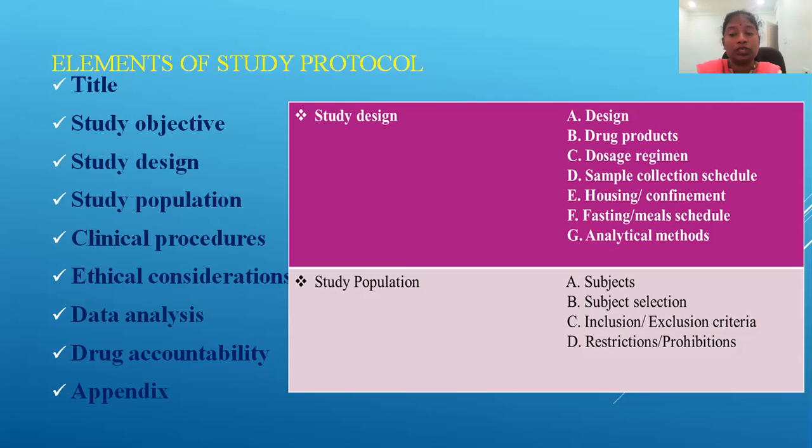Inclusion and exclusion criteria, and restrictions and prohibitions. What instructions we have to give this population is also very important.